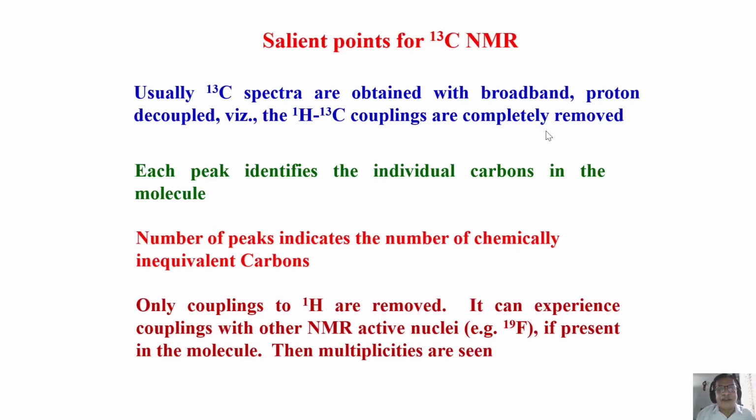When there is no coupling, all carbons will become single lines. Carbon-carbon coupling we don't see, only carbon-proton coupling. That you remove. When we remove that, you get only individual carbons, individual peaks, and each peak can then be identified for individual carbons.